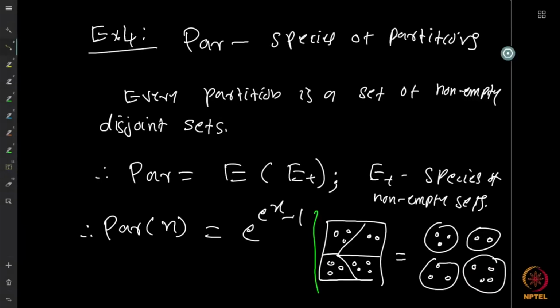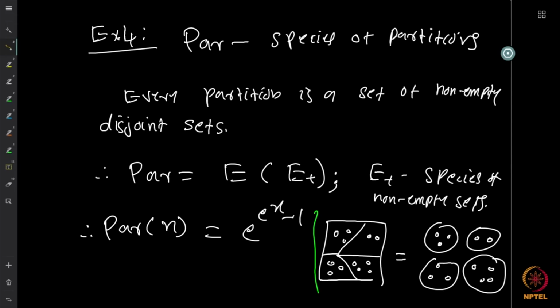Look at the partitions species. Okay, species of partitions. And what is a partition? Every partition is basically a set of non-empty disjoint sets, right? So given a set, you are going to partition it into non-empty disjoint sets. That is why it's called a partition, right? You cannot have two of the parts intersecting, and you don't want to have empty parts in the partition. So therefore, for us, a partition is a set of non-empty disjoint sets.